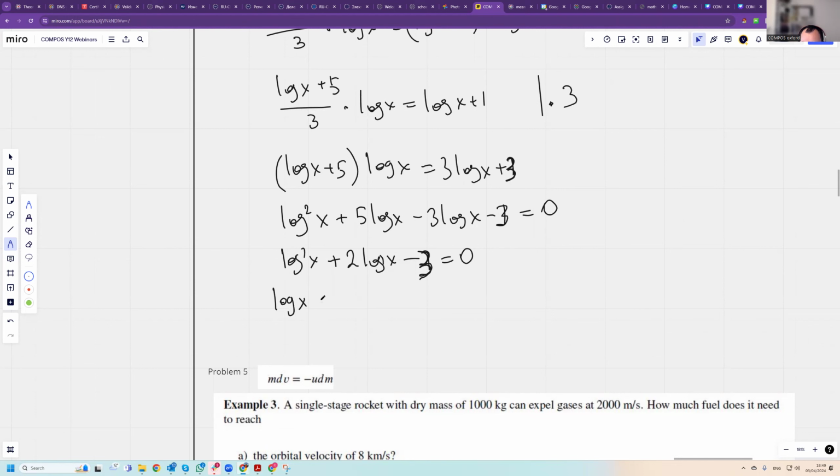So log x is either equal to 1, or log x equals minus 3. And from here, x1 is 10 because log 10 is 1. And x2, which number to the power minus 3? 10 to the power minus 3 is 0.001.